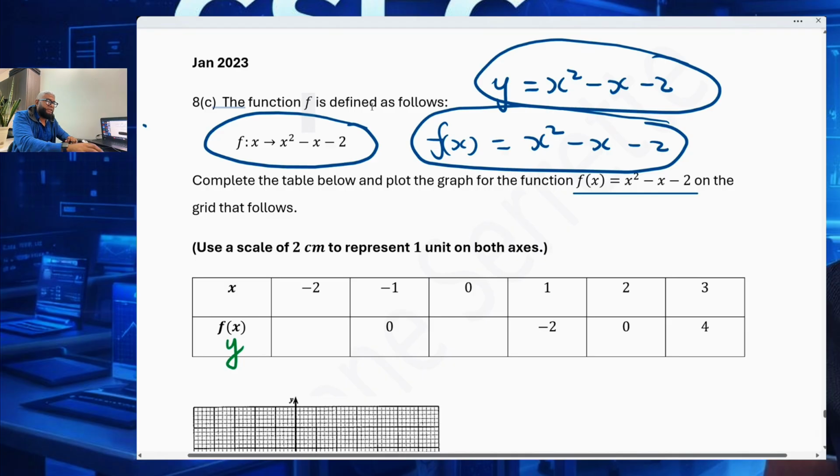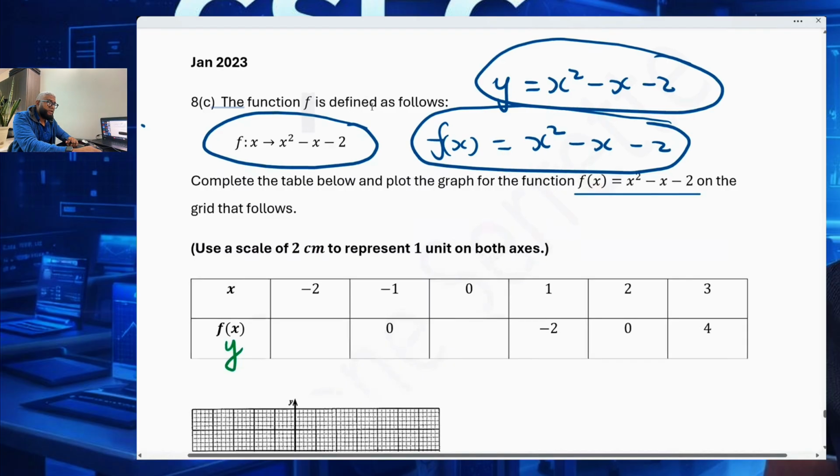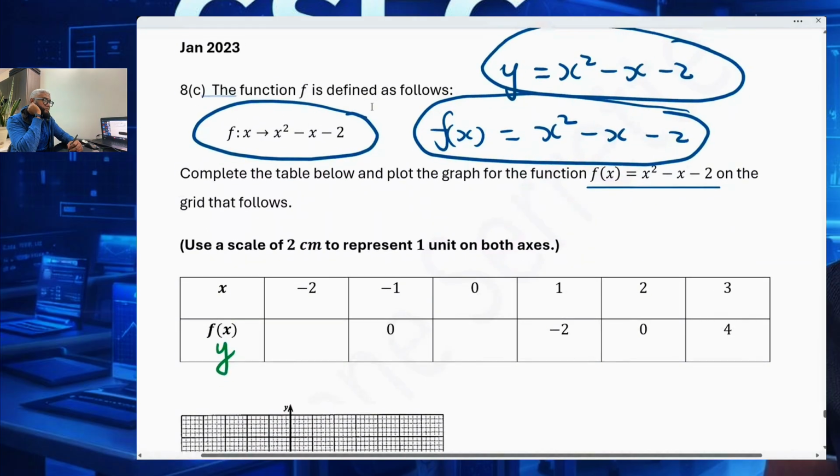So we move on to January 2023. The function f is defined as follows. They wrote it as f such that x maps onto x squared minus x minus 2. I'm just saying that this format of writing a function is also the same as this format, which is also the same as this format. All three formats are the same. They said to complete the table below and plot the graph for the function f of x is equal to x squared minus x minus 2 on the grid as follows.